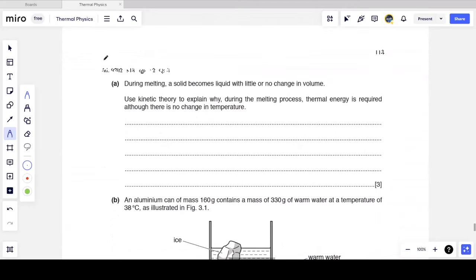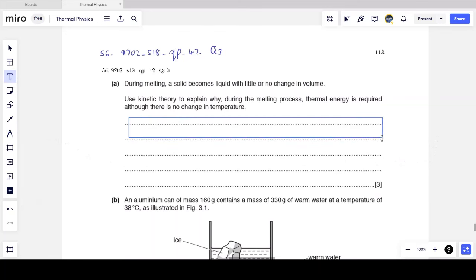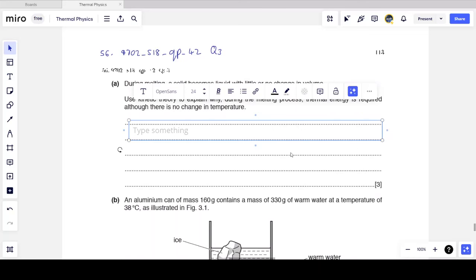Now, the last question we're going to do in this video is question number 56. Again, subject code 9702. This is from the summer exam, May-June 2018, question paper 4, variant 2, and question 3 from that paper. We're told that during melting, a solid becomes liquid with little or no change in volume. We want to use kinetic theory to explain why, during the melting process, thermal energy is required although there's no change in temperature. Temperature doesn't change during melting, as it doesn't change during boiling as well, but we want to know why thermal energy is still required.